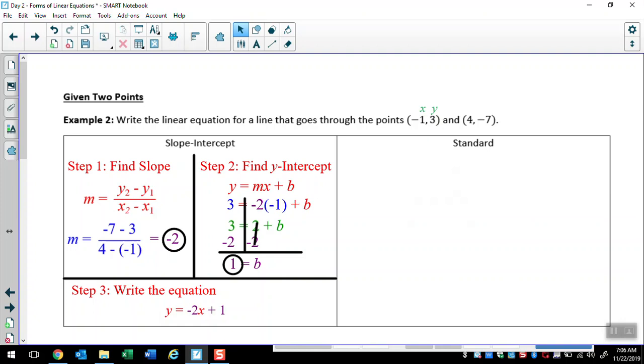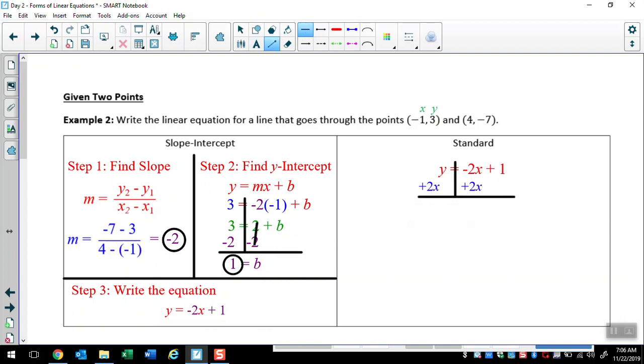All right. Now, if we want to write this in standard form, I'm going to take the y equals negative 2x plus 1, and then convert it over to standard form. So again, standard form has the x and y's on one side, so I need to move the negative 2x over here with the y. So I'm going to add 2x to both sides. That cancels these out. I don't actually combine them. I write them out as two separate terms. 2x plus y equals 1.